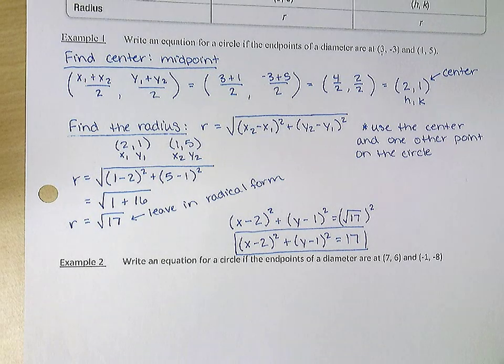So again, first thing you want to do is find that midpoint to find your center. Then find your radius using the distance formula, using your center point and one of the other 2 points you were given. And then you can plug it into that standard form for a circle. Questions?